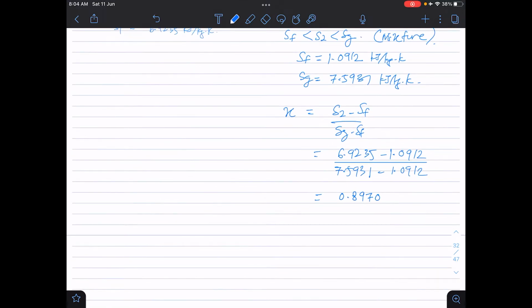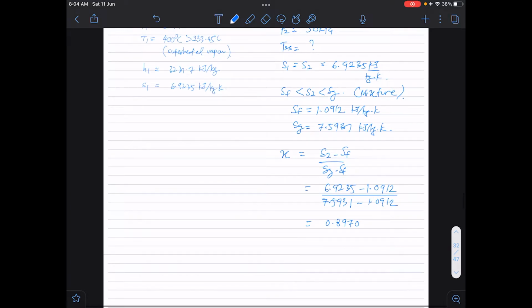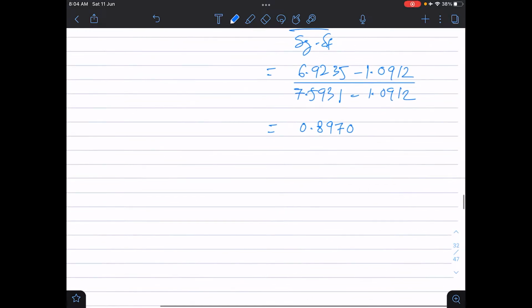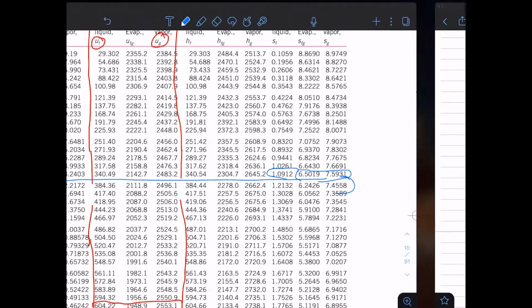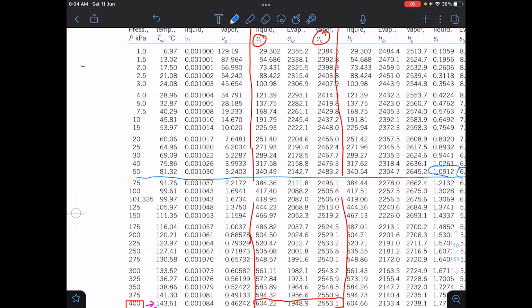Alright, 0.897. So you can get the temperature T2 by reading from the table, because this is a mixture. The saturated temperature here should be 81.32, which is T2s.